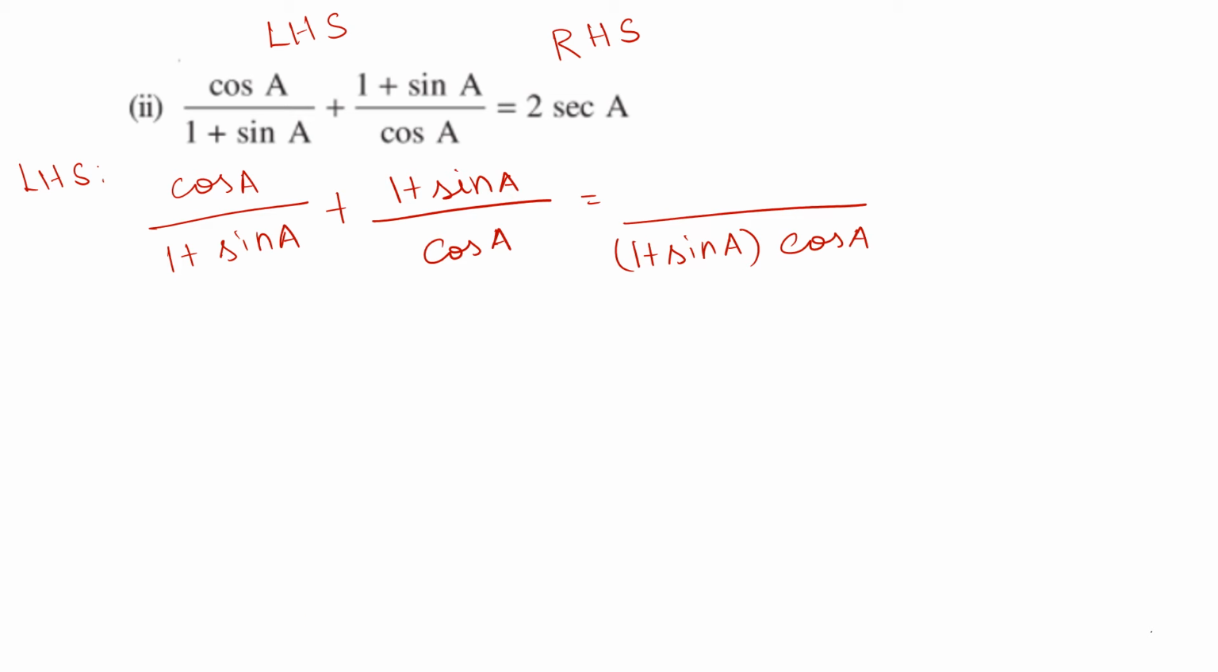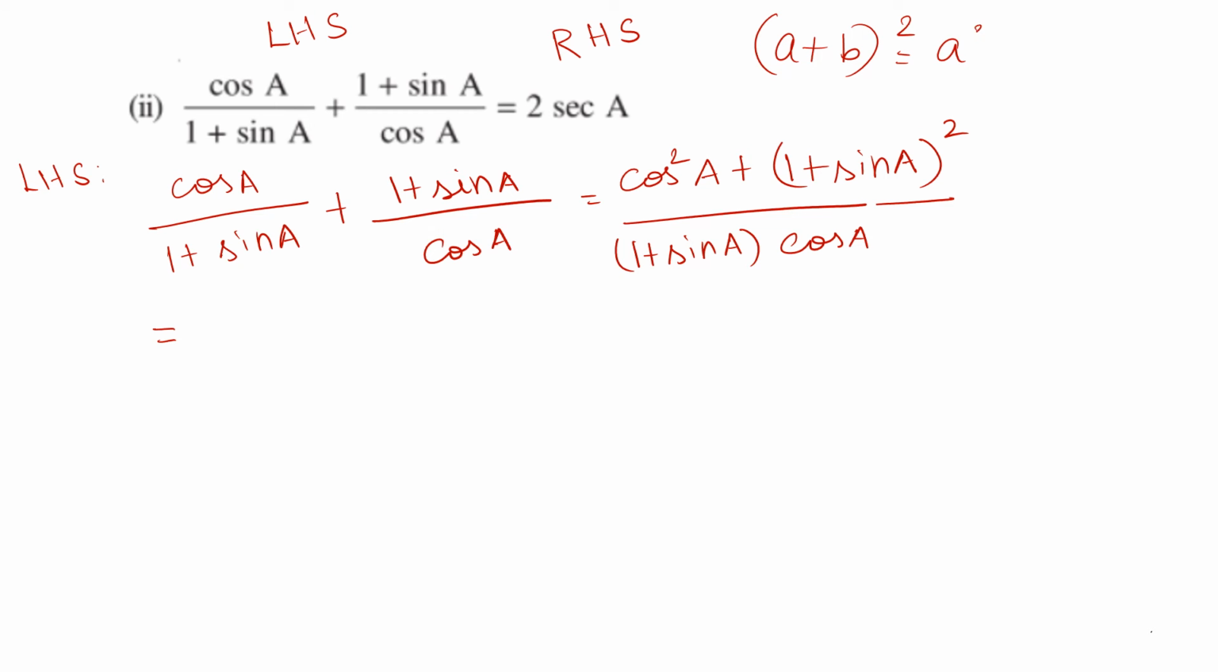So I am going to multiply this. Cos A into cos A becomes cos square A. (1 plus sin A) into (1 plus sin A) becomes (1 plus sin A) the whole square, and in the middle you get plus. Now we are going to expand this (1 plus sin A) the whole square using (a plus b) the whole square, which equals a square plus 2ab plus b square, correct?